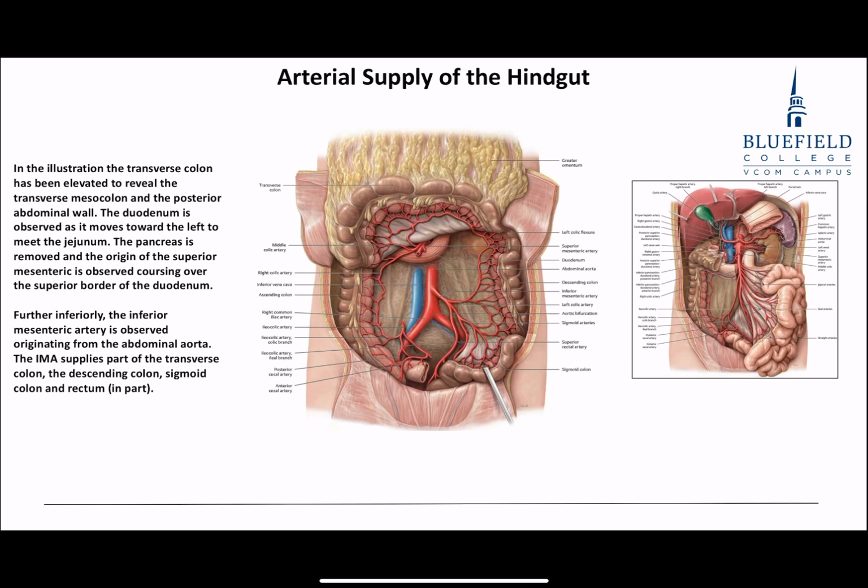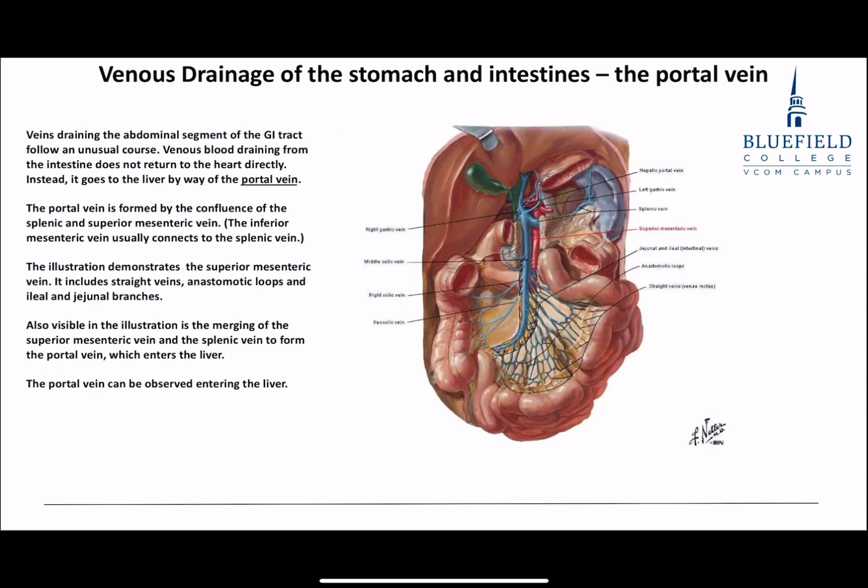Okay? So that's pretty much the arterial supply. So the venous drainage of the GI tract is, we can start off saying, pretty straightforward. There's going to be the inferior mesenteric vein, the superior mesenteric vein. There will be a splenic vein. We don't really have a celiac trunk vein, but we do have a splenic vein.